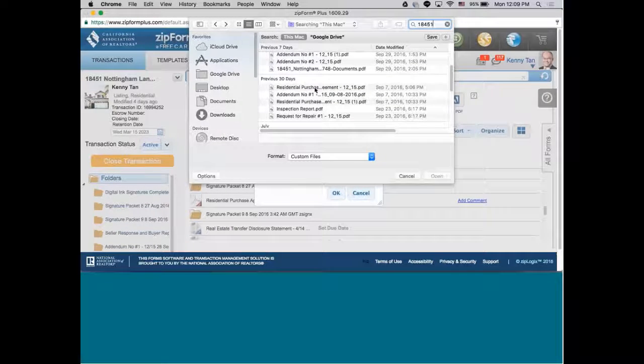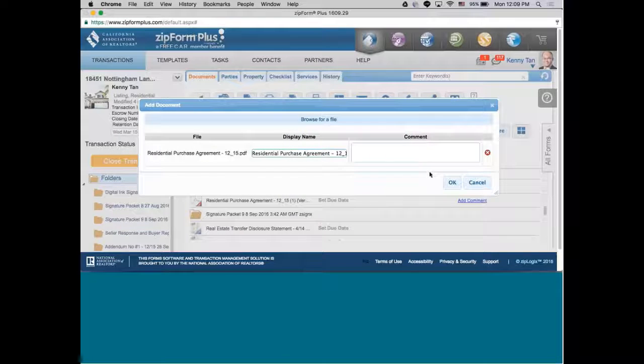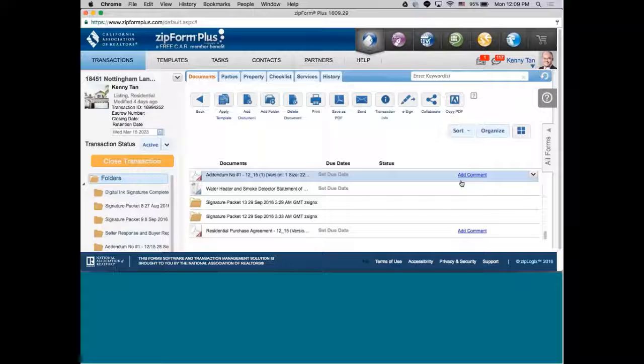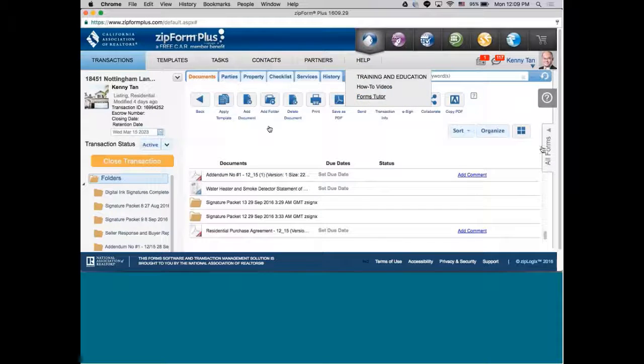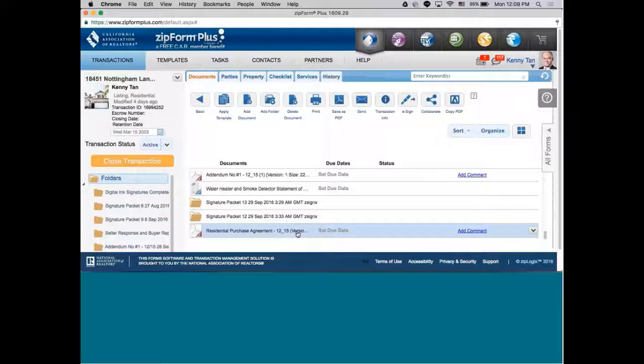Purchase it. Open it. I have a duplicate file, okay? Because I already previously imported this file, I'm doing it again just for illustration purposes. Let's see if I open it. This will be an offer that I received.